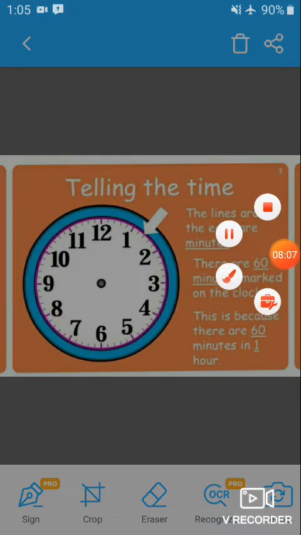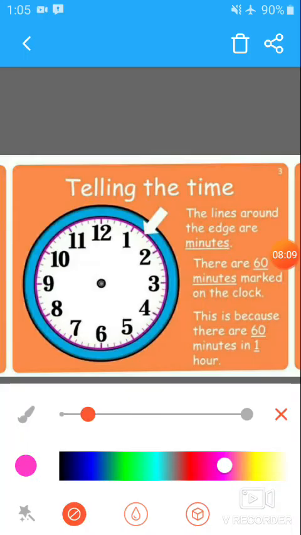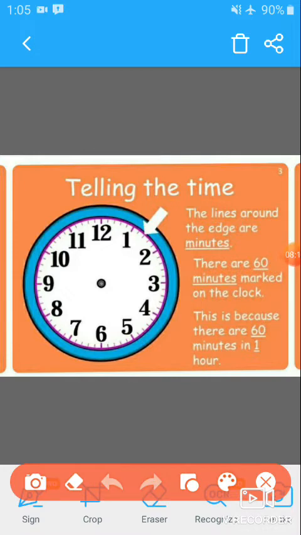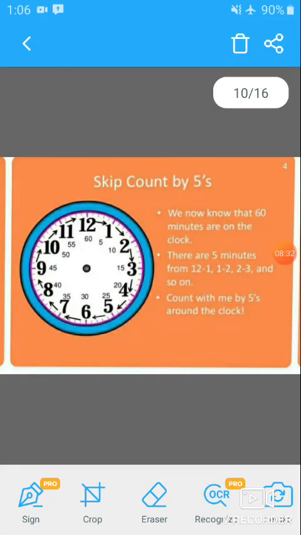Now students, telling the time. Look at the clock. The lines around the edges are minutes. Look here, these thin lines show minutes, and there are 60 minutes marked on the clock. This is because there are 60 minutes in 1 hour.